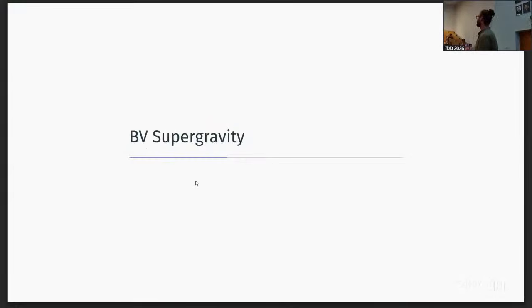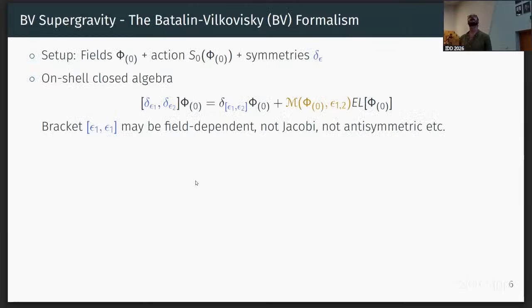Cool. So now we know what supergravity is and how we use generalized geometry to formalize it. Let's talk about the BV formalism. I assume that most of you haven't encountered it much, but think of the BV formalism as BRST on steroids, because that's really all that it is. And we have the following setup. We have some kind of physical fields. We have some kind of action governing the dynamics. And then we have some gauge symmetries given by these delta operators.